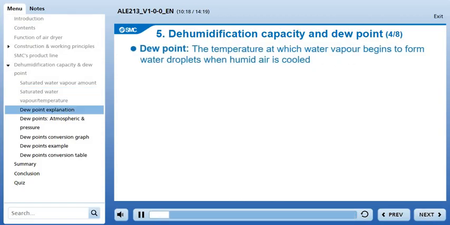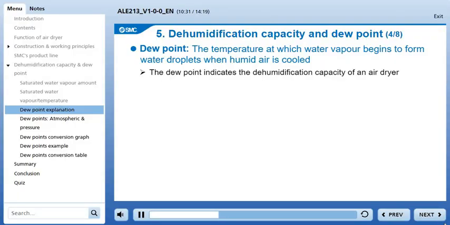The dew point indicates the temperature at which water vapor begins to form water droplets when humid air is cooled. Here, humid air means air containing water vapor. The dew point is used to indicate the dehumidification capacity of an air dryer.